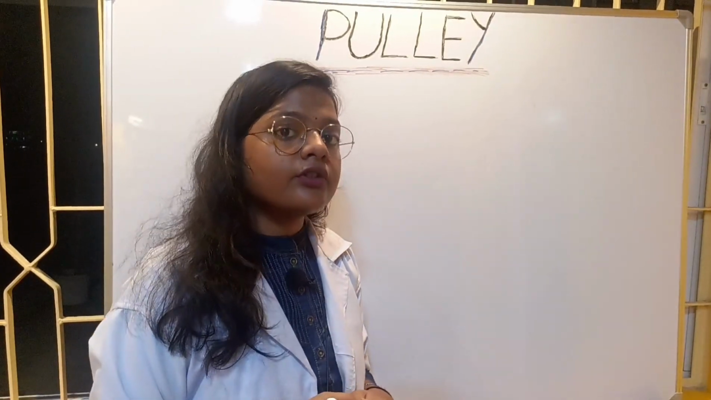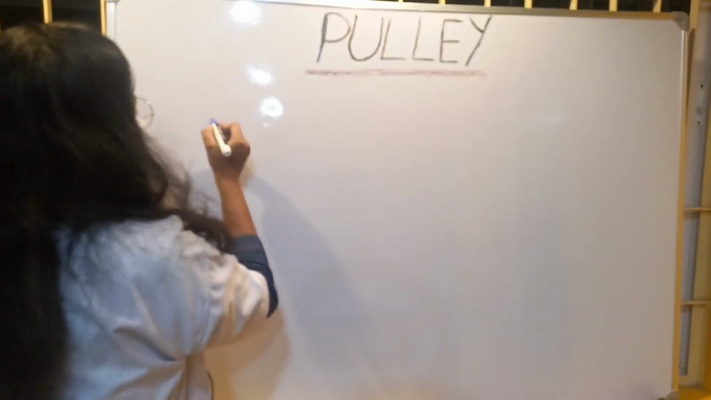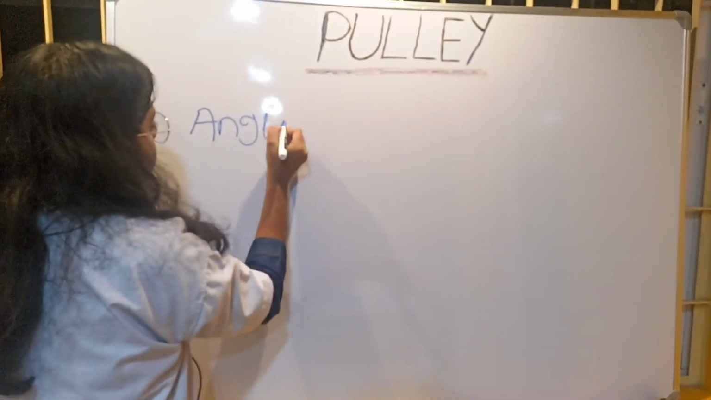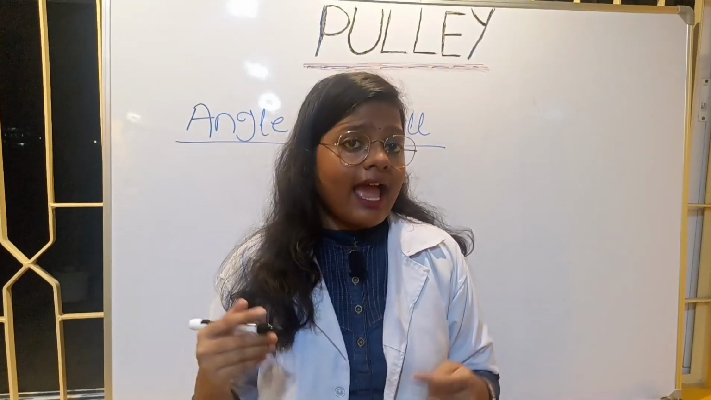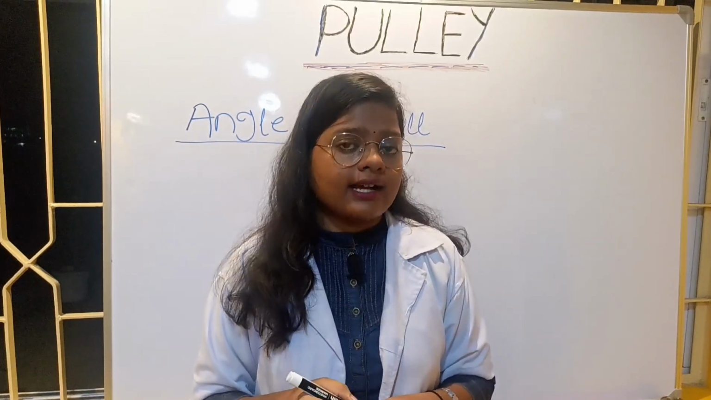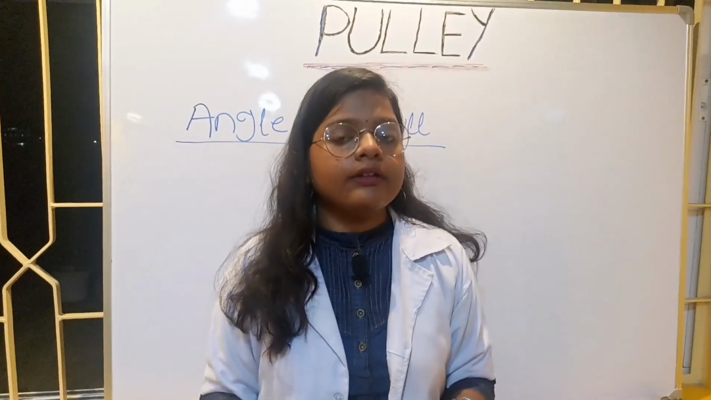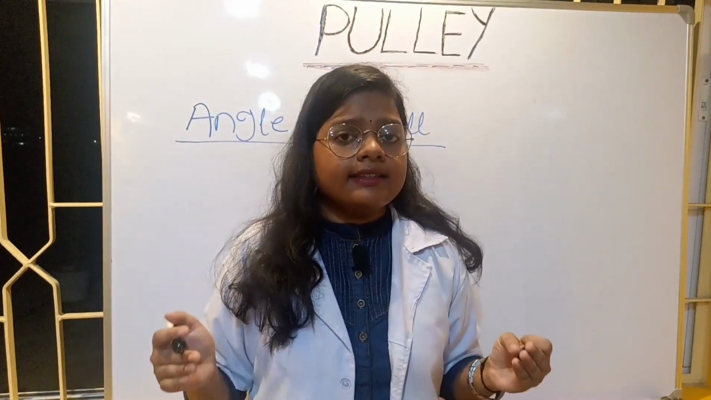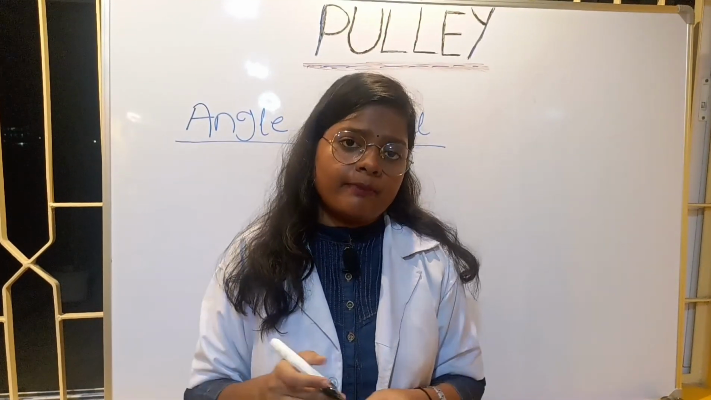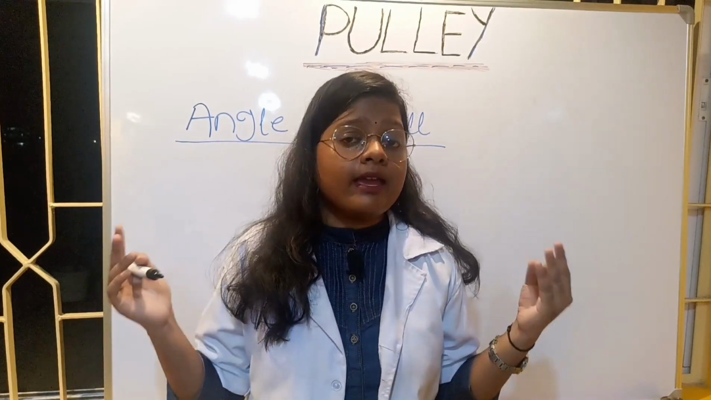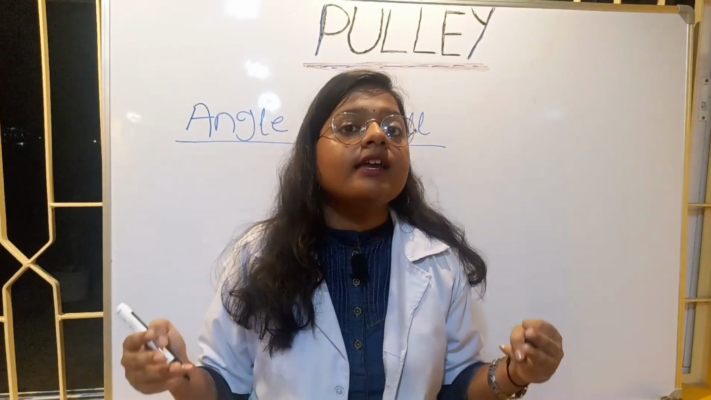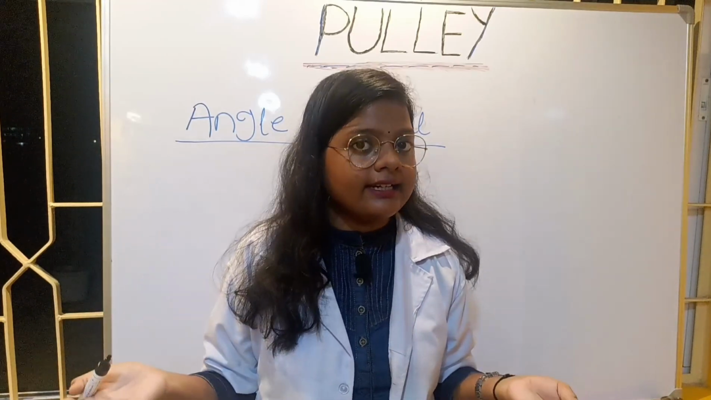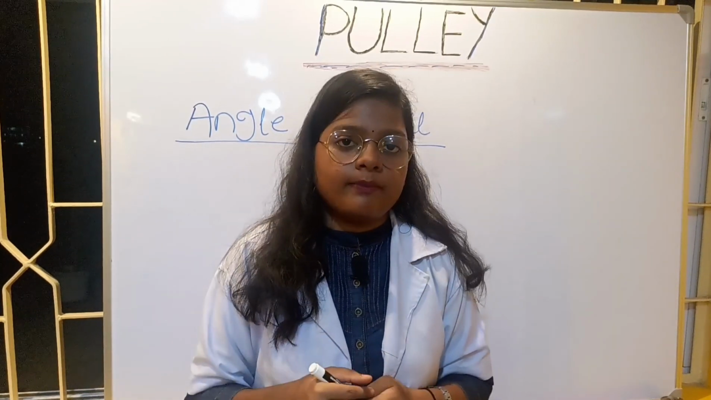Let's discuss angle of pull. Angle of pull is the angle between the line of action of muscle and the bone it moves. When the angle of pull is 90 degrees, then the muscle is most efficient. Why? There are mainly three reasons.